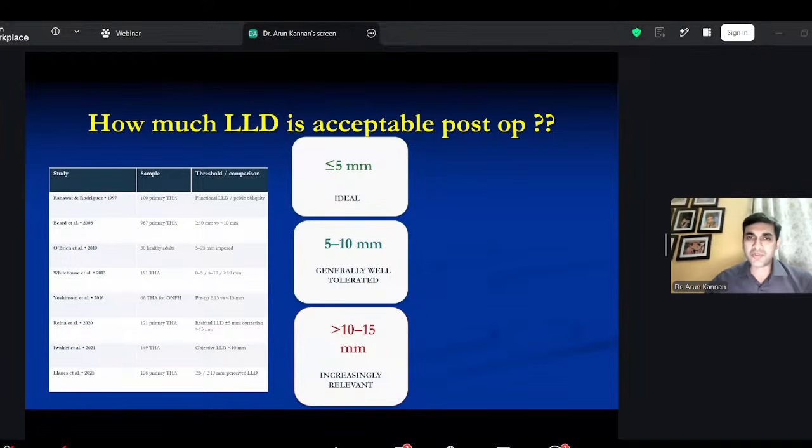People don't notice a 2 or 3 mm change in limb length, especially lengthening. 5 to 10 mm has been shown to be reasonably well tolerated without much symptoms. But if it is more than 10 or 15 mm lengthening, then that shows up in most people. They feel their leg to be longer. So less than 10 mm would be a good goal, and less than 5 would be an ideal situation in post-op LLD correction.